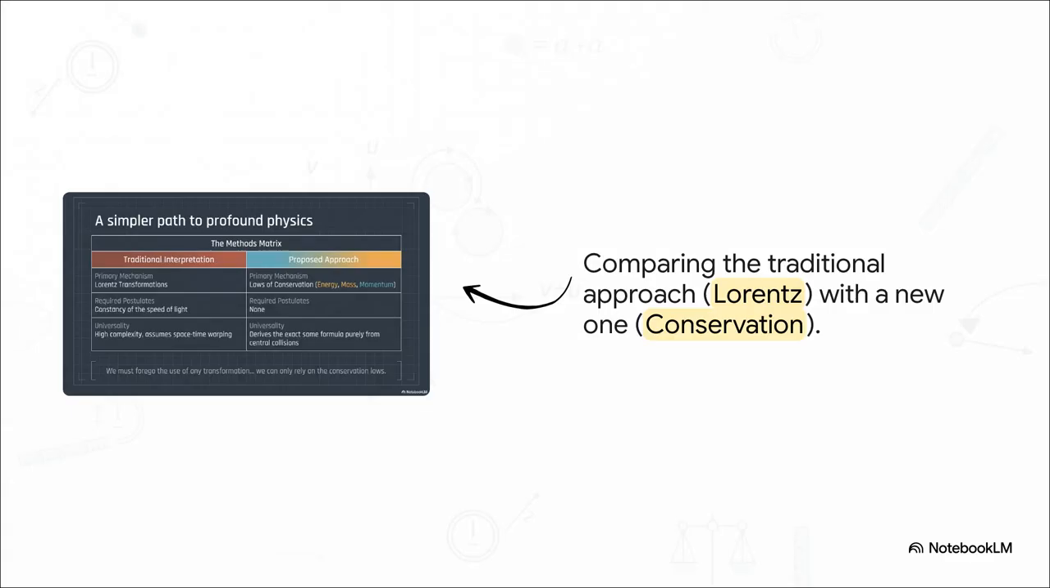The big difference here is that we are ditching the whole idea of transformations. Instead of starting with these big postulates about light and space-time, our entire proof is going to rest on just three things we know are absolutely unbreakable: the laws of conservation for energy, mass, and momentum.